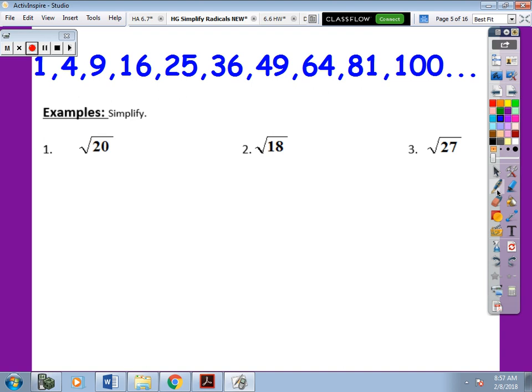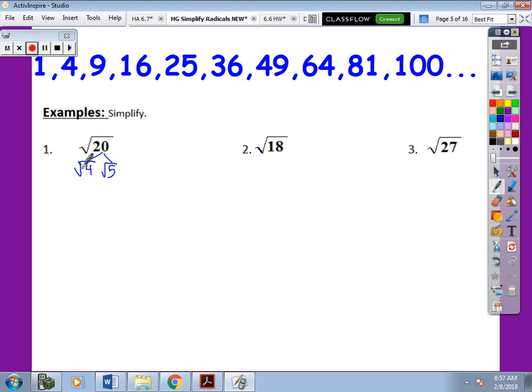But these are the numbers you want to think of. So for example, don't write this down, you would never want to write this: 2 times 10 is 20. But 2 is not a perfect square, 10 is not a perfect square. If you do this, you literally can't do anything else. So when you do it, one of the numbers has to be in the list. So the largest perfect square that goes in evenly would be 4. So I'll break this into the square root of 4 times the square root of 5.